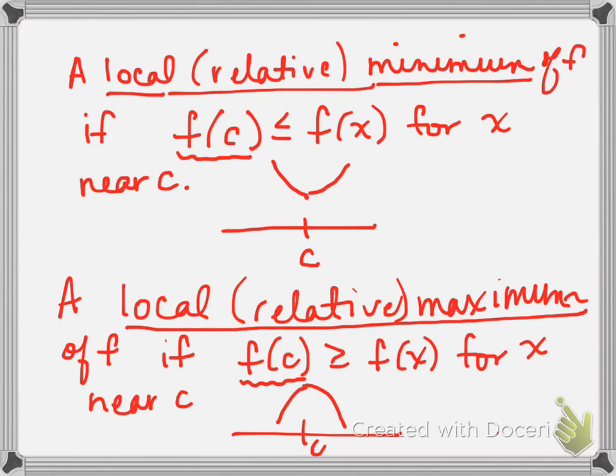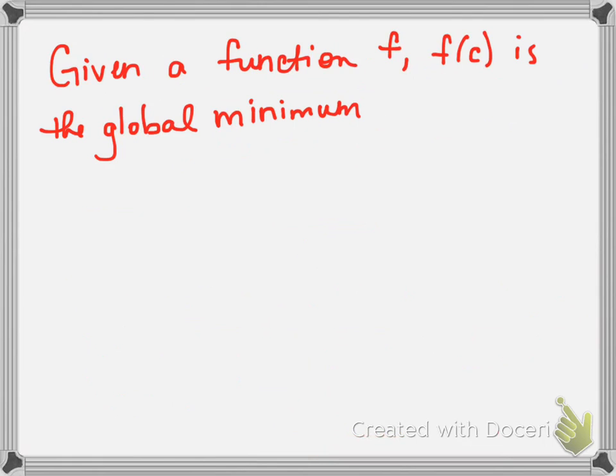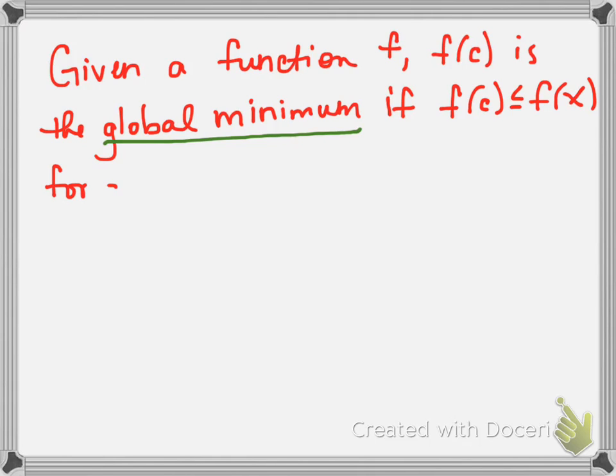So what if we take off this restriction that we're only allowed to consider x values near c? What if we cross that out and just say f of c is less than or equal to f of x for all x? Okay. Then we say that given a function f, f of c is the global minimum. Overall, it's the smallest thing possible if f of c is less than or equal to f of x for all x. There is no output of f that is smaller than the one at c. So it is the y value that is the global minimum.